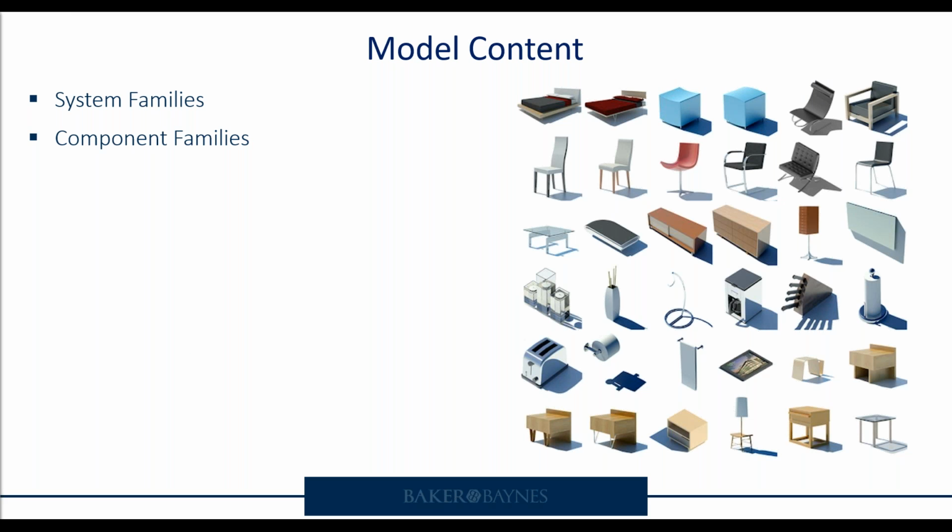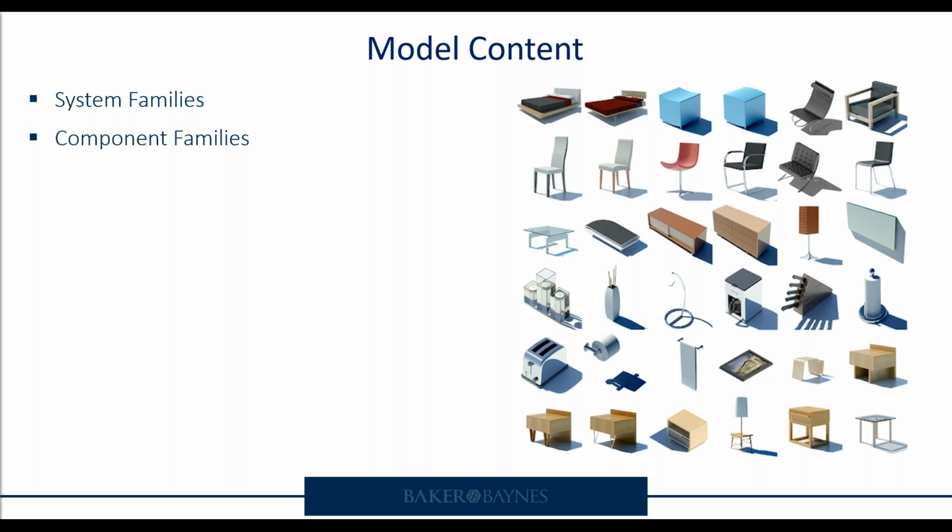Then also model content will form part of your template, and this will consist of things like your system families and component families. Now, system families are typically things like your walls, ceilings, floors, roofs, and then more on the MEP side can be things like ducts and pipe types, etc. And they are created and defined inside of your project, whereas your component families are separate families that you create and then you load them into your project. So when you need to consider what system families to create, and also which component families to load into your template.